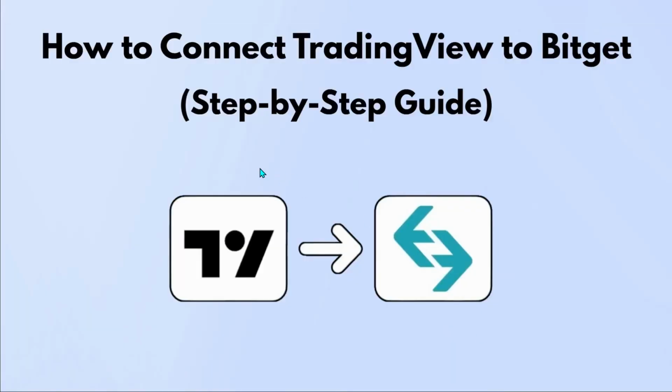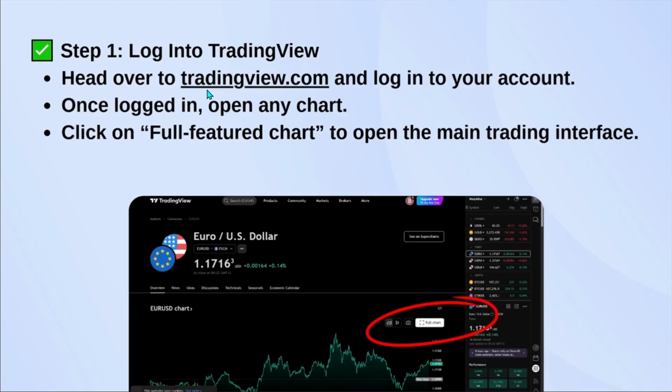If you want to connect TradingView to your Bitget account so you can place real trades directly from your charts, the process is straightforward once you know where everything is. Start by logging into your TradingView account. After you're signed in, open any chart you want to trade on. It could be something simple like a BTC to USDT chart or any other pair you normally follow.